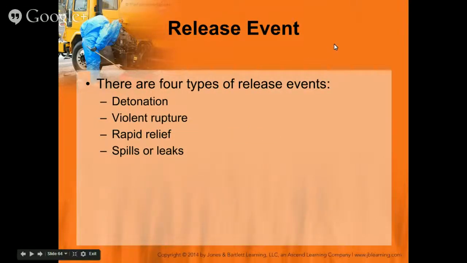There are 4 types of release based on how they occur, from bad to good. Detonation is when this thing has a giant release. Violent rupture, rapid relief, and spills and leaks. Depending on the pressure of the tank, you might see one of these occur.